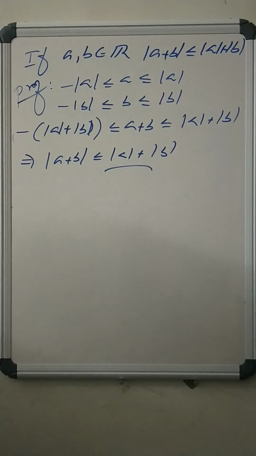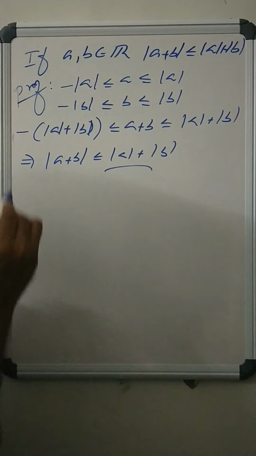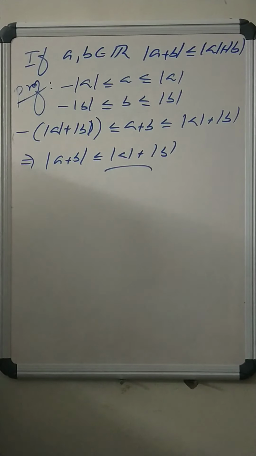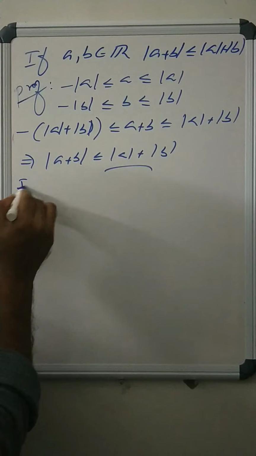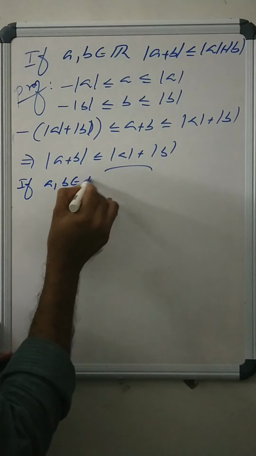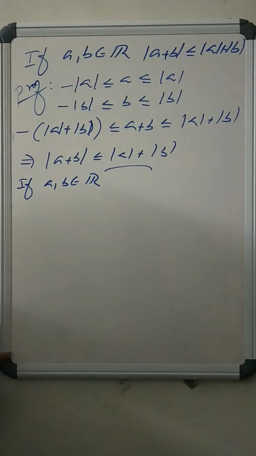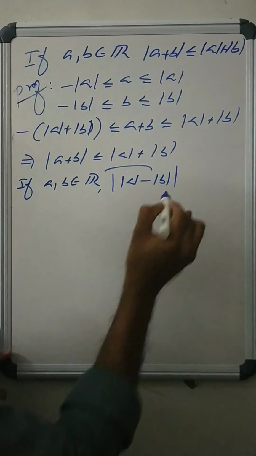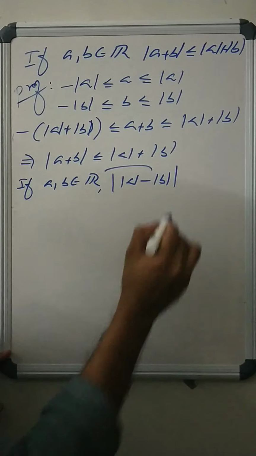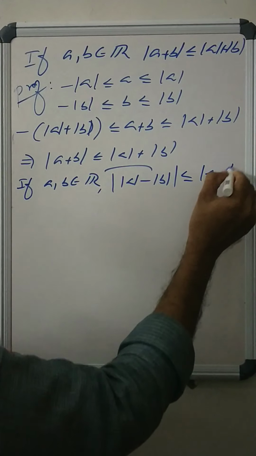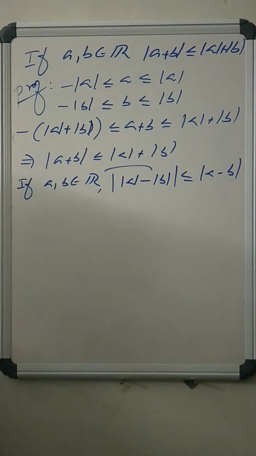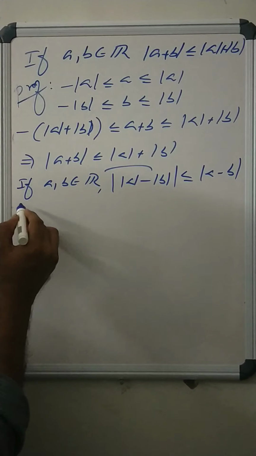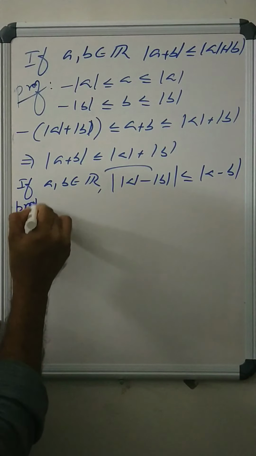Agree? So, by using this result, we prove another one. If a and b are reals, then modulus of mod a minus mod b is less than or equal to modulus of a minus b. How? Its proof is done in this way.